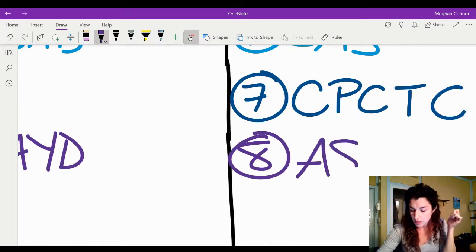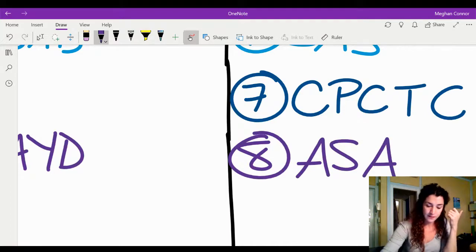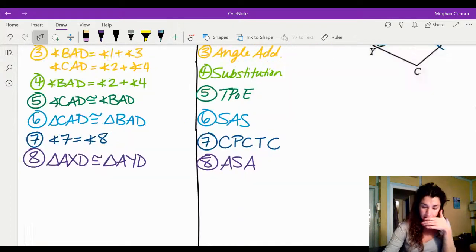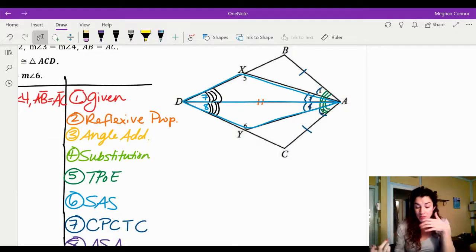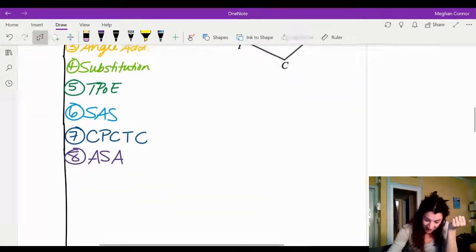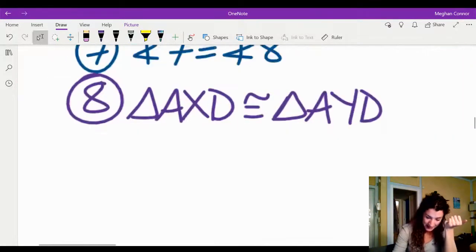8, angle, side, angle. Okay, now that I've proven that they are equal, now I can say that angles 5 and 6 are equal because of CPCTC.